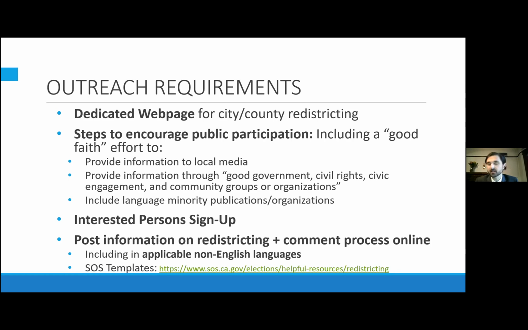I'll also add that those templates can be useful as you consider some of your other outreach. When you're reaching out to language minority communities, for example, if you don't have someone on staff who speaks that language, these templates include a lot of good, simple explanation of the redistricting process in that language so that media organizations serving that community have language they can draw from to try and explain that process.